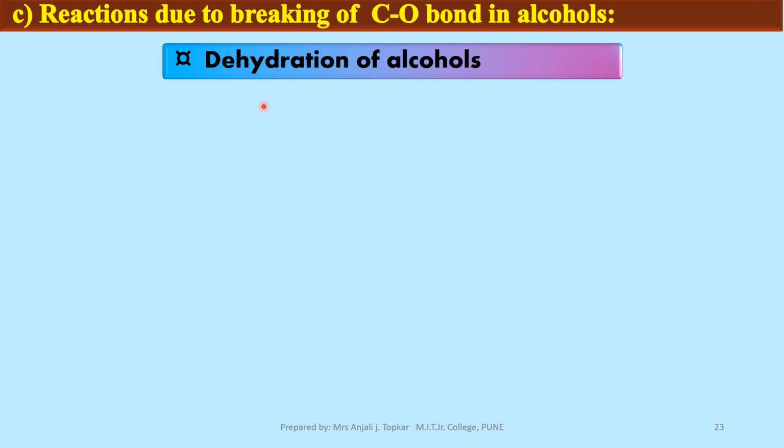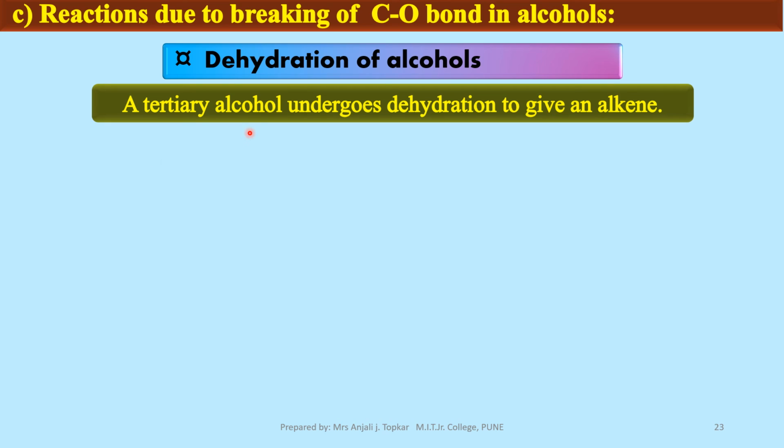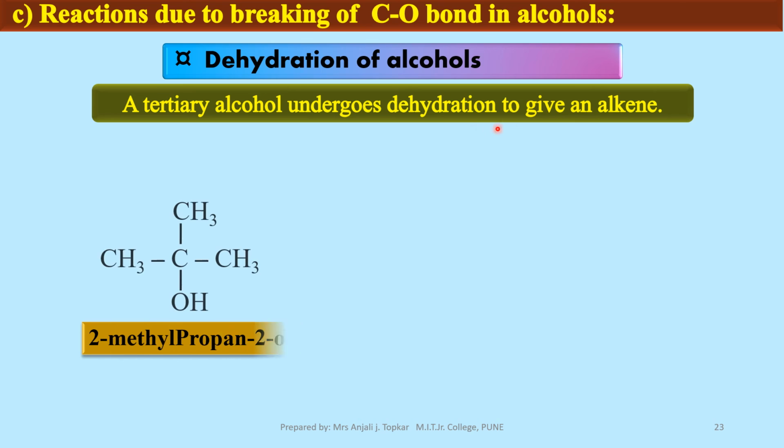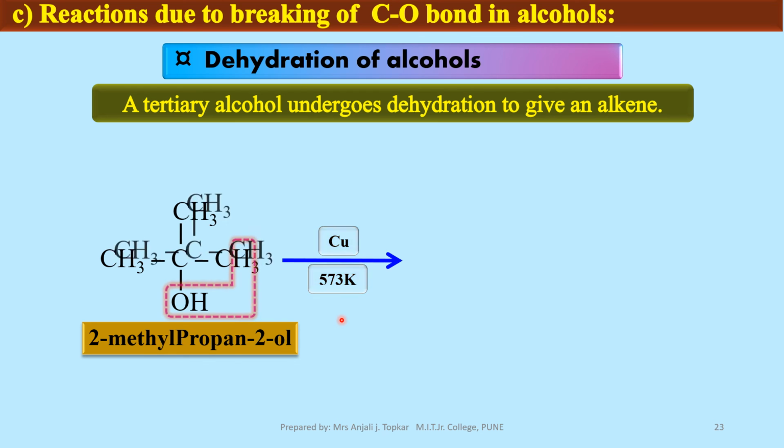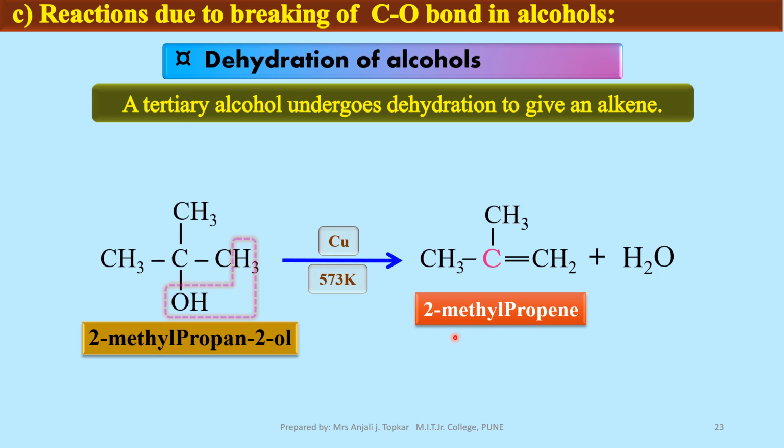Now we are going to see dehydration of alcohols, that is tertiary alcohols. Tertiary alcohols undergo dehydration to give alkenes. 2-methylpropan-2-ol is a tertiary alcohol. When it is passed over heated copper at 573 Kelvin, water is removed and formation of alkene is taking place, that is 2-methylpropene.